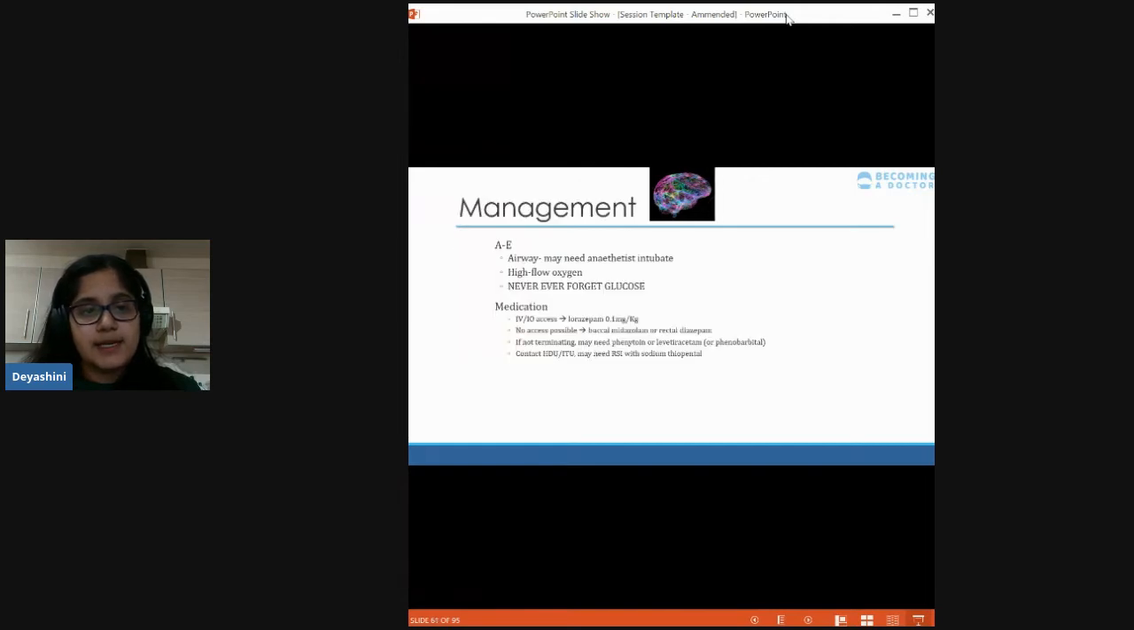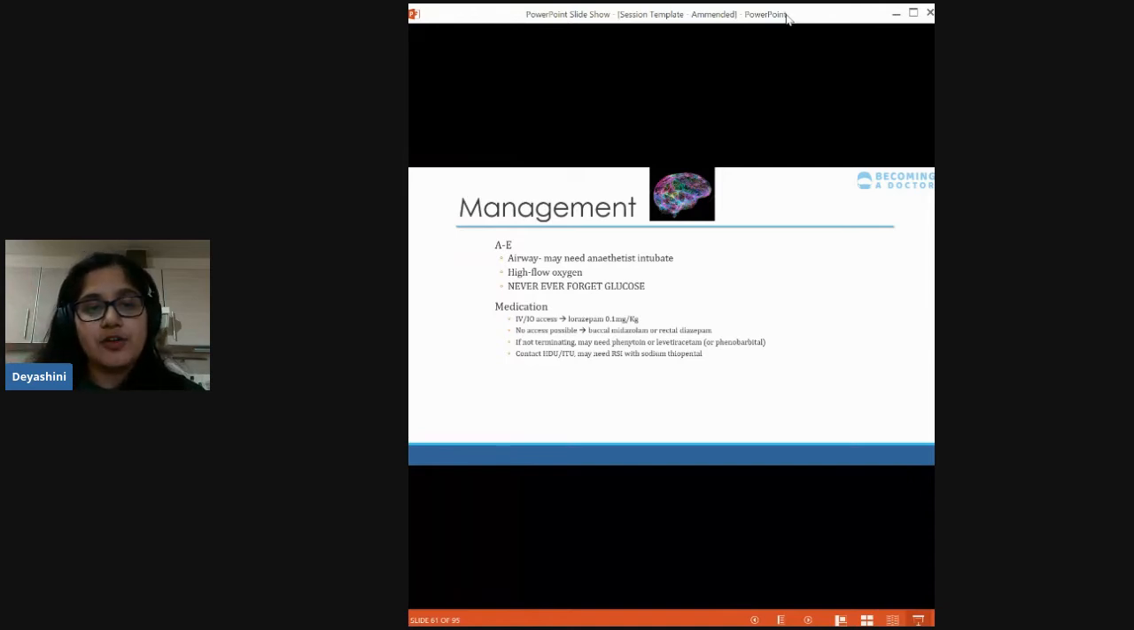So again, A to E, but always remember to check the glucose. I don't know why the medication bit's gone so small, but basically you want to establish intravenous access as quickly as you can and give lorazepam. And you can repeat lorazepam 5 minutes later if the seizure is continuing. They might need phenytoin or levetiracetam, phenobarbital. Again, each hospital will have their own protocol as to what to do.